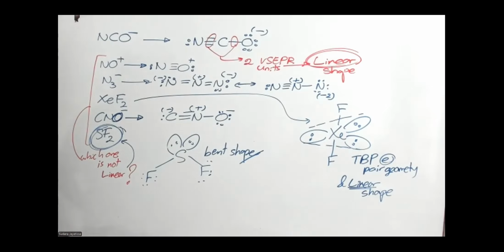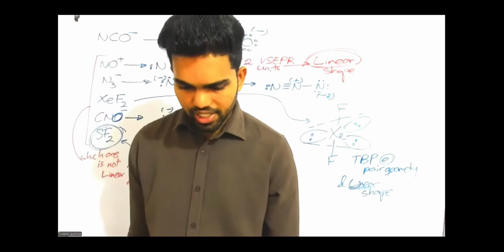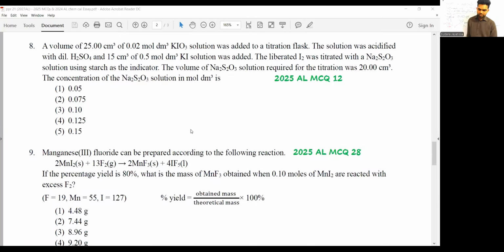Okay. Then let's go to question number 8. A volume of 25 cubic centimeters of 0.02 KIO3 solution was added to a titration flask. The solution was acidified using dilute sulfuric acid and 15 cubic centimeters of 0.5 KI was added to that.